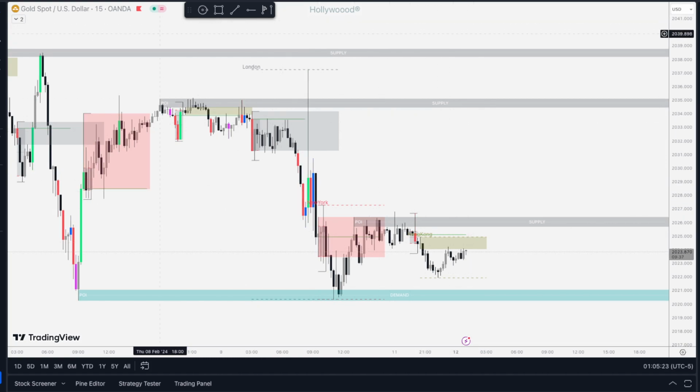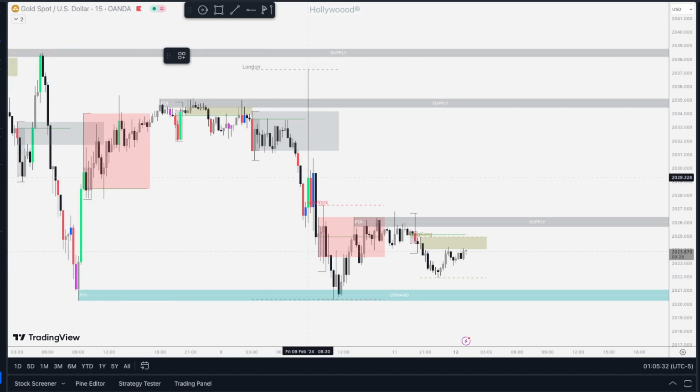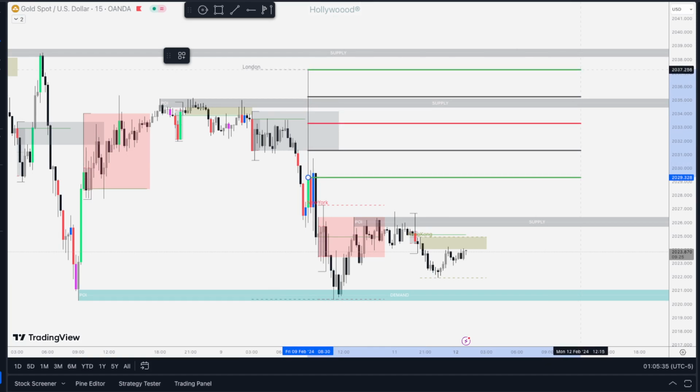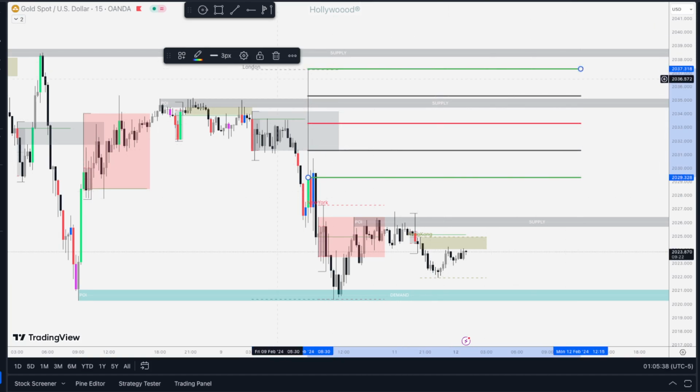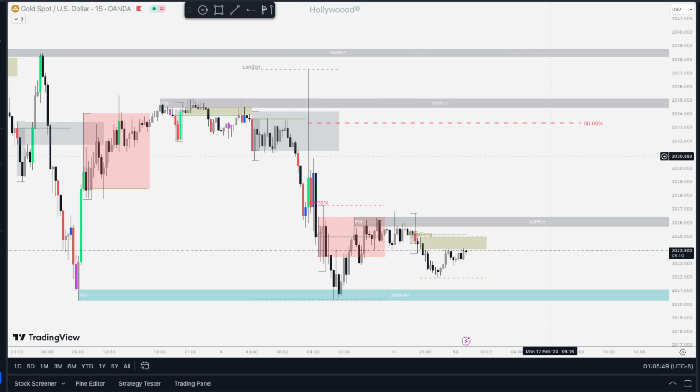We can look at the 50% mark for this one. Some people would use the whole array, but I just use this here. Consequent encroachment, 50%. This does line up with all of this order flow here, and it also lines up with the middle of this range here. So these 50% mean thresholds, that's going to be your next target.